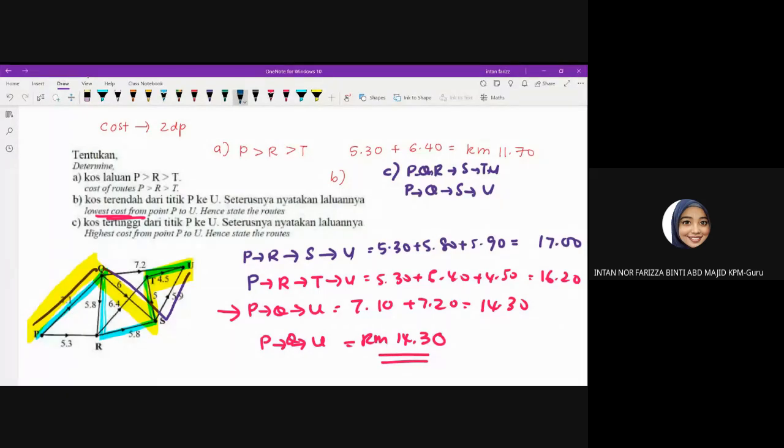All right. So the third one is PQU. Wait, I'm confused. What is missing here? Okay, that's right. Okay, so the last one is what? PQSTU. Okay, so you check angles one by one.